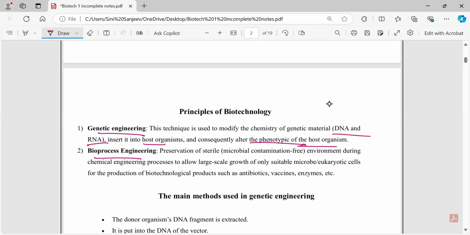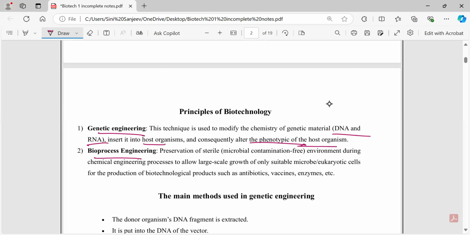But bioprocess engineering means what? It is nothing but you are going to basically maintain a sterile environment. As I already told you, there should be no source of contamination at all. Okay. And then in an uncontaminated condition, you're going to enable the growth of only those microorganisms which you want. Okay, so only whatever your desired microbe or your desired cell is there, that should grow in large quantities in that uncontaminated environment.